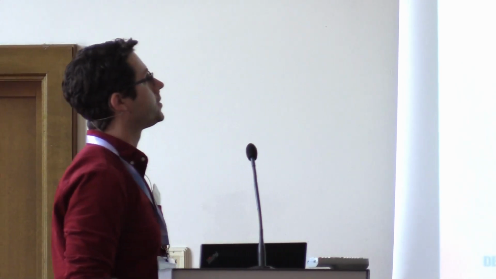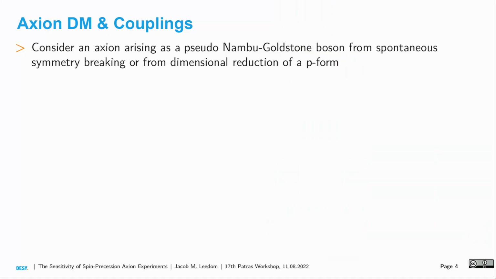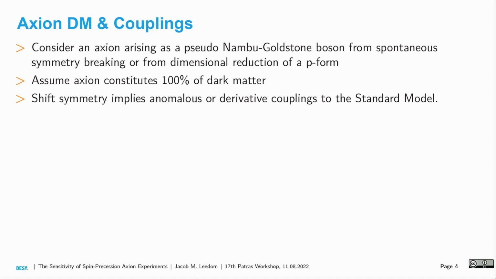I'll consider an axion arising as a pseudo-Nambu-Goldstone boson from spontaneous symmetry breaking at some high scale, or from dimensional reduction of a p-form in some kind of string theory compactification. I'll assume that this axion constitutes 100% of dark matter. And of course, the shift symmetry that this axion enjoys means that it's going to couple with either anomalous or derivative couplings to the standard model.